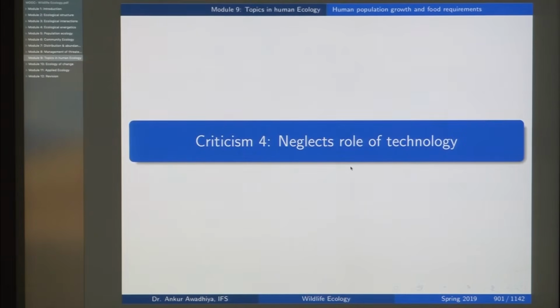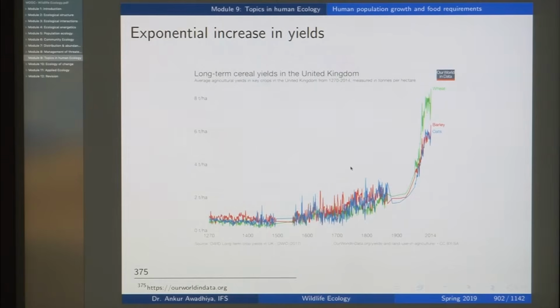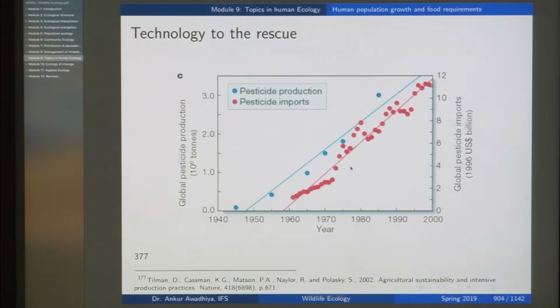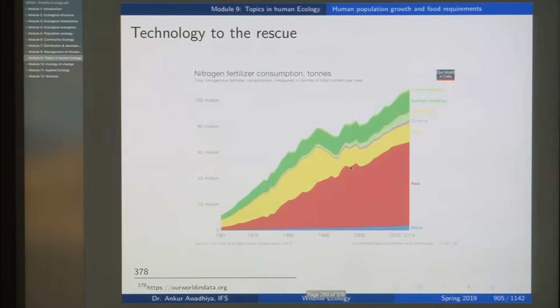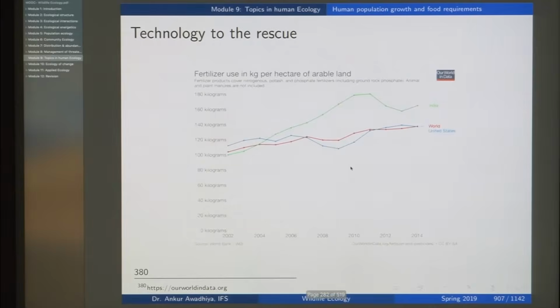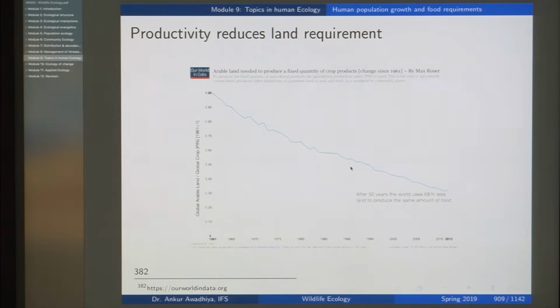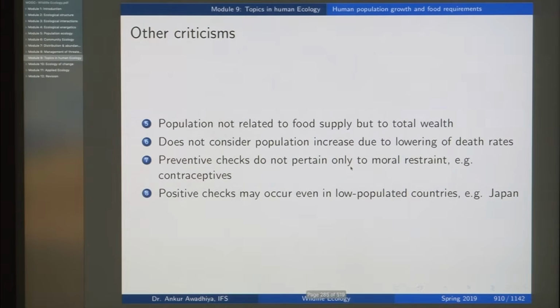Then he also neglects the role of technology, such as the exponential increase in yields made possible by the use of pesticides, whose use has been increasing, and also fertilizers, whose use has also been increasing at a very fast rate. And if you increase the amount of fertilizers, the crop yield typically increases. These days our productivity is very high, and if you increase productivity, your requirement for land becomes less and less. So essentially there are ways to tackle the problem.